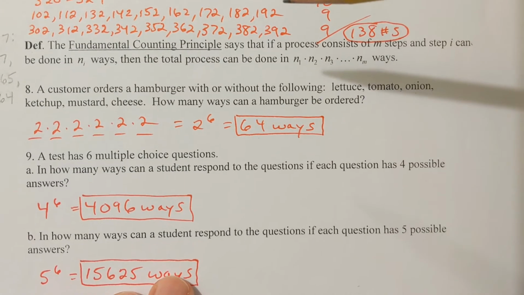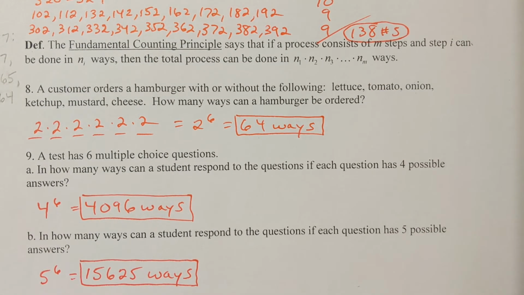So a definition: the fundamental counting principle says that if a process consists of m steps and step number i can be done in n sub i ways, then the total process can be done in n sub 1 times n sub 2 times n sub 3 times all the way up to n sub m ways.